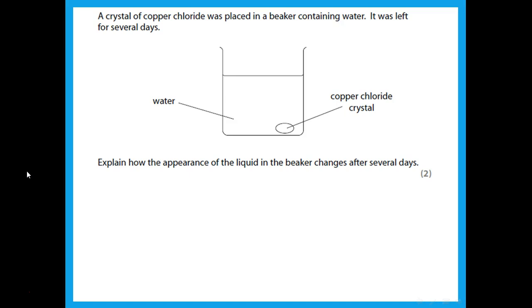If you remember from last year, copper is a transition metal, and any compounds of a transition metal have color. So copper chloride is something that has a color. When you put it in the water, what happens? The color will spread throughout the liquid, and this is by the process of diffusion.